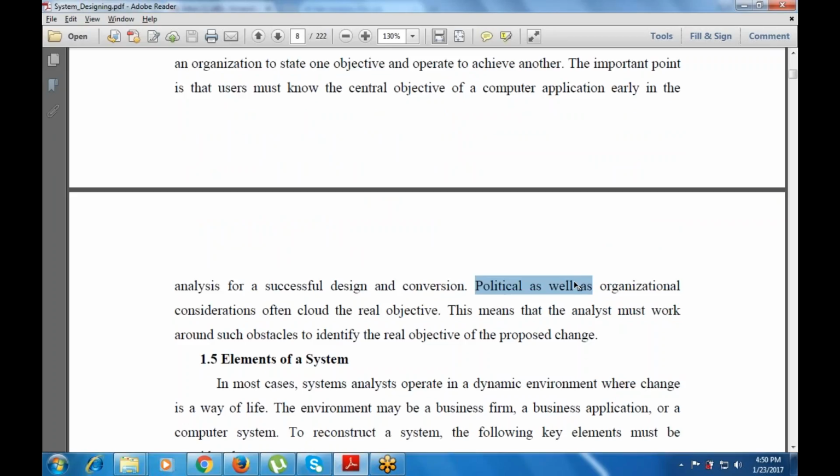Political as well as organizational considerations also often cloud the real objective. That means the analysts must work around such obstacles to identify the real objective of the proposed change. What are the proposed changes that are available in the real objectives?